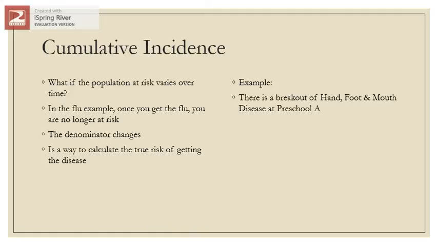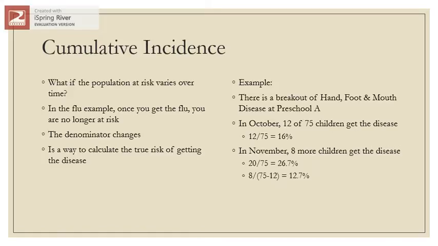Hand, foot, and mouth disease is a common childhood illness. It's not pleasant, but it's a virus, okay? So say there's a breakout of this condition, this virus, at preschool A. In October, 12 children get hand, foot, and mouth. 75 children attend this preschool. So, 12 out of 75, 16% is the incidence rate in October.